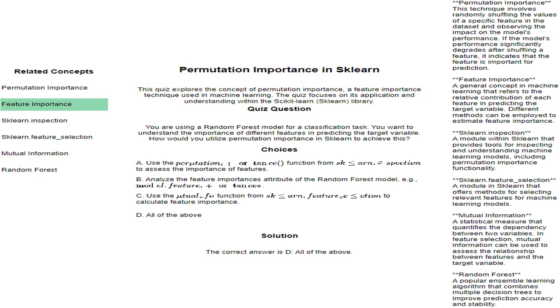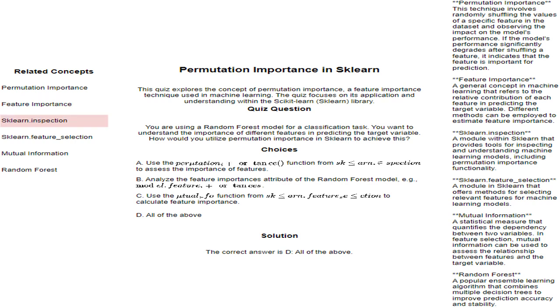Feature importance. Feature importance is a central concept in machine learning, indicating the relative contribution of individual features to the prediction task. It is a powerful tool for understanding which features are most influential and can be used for model interpretation, feature selection, and model simplification.